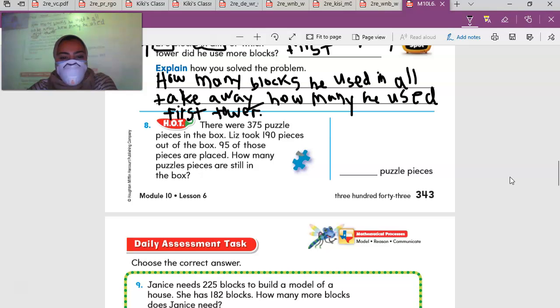So, one more. There were 375 puzzle pieces in the box. Liz took 190 pieces out of the box. So she's taking them out. You're subtracting that. 95 of those pieces are placed. How many puzzle pieces are still in the box? So this is a 3-step problem.